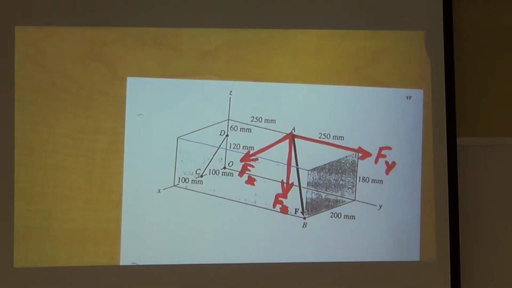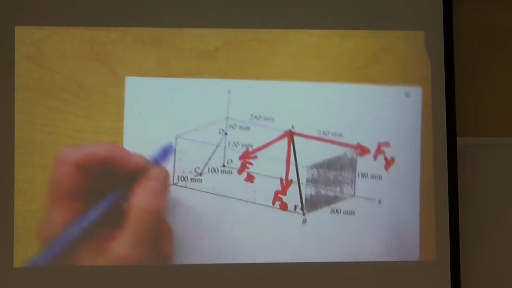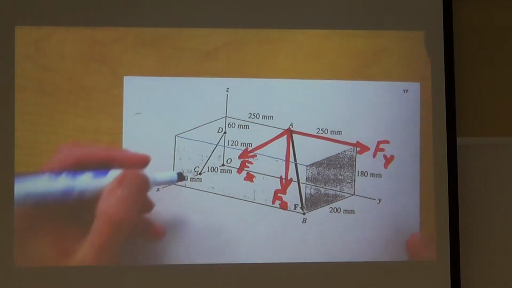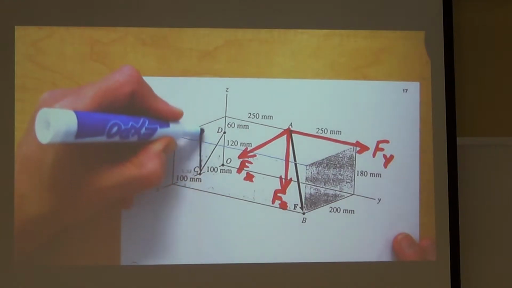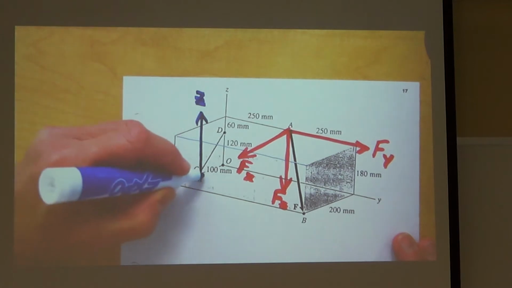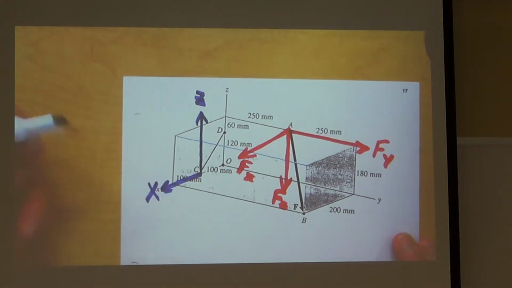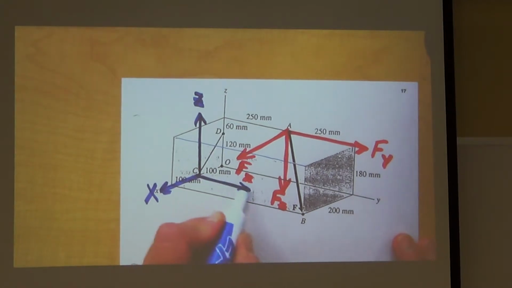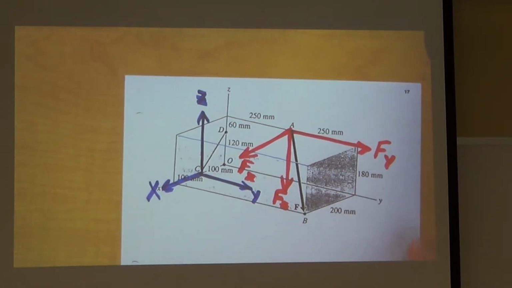And then, let's do this in blue. Now I want to use a marker, so it's thicker. So here, C, this is the Z axis through C. This is the X axis through C. And that's the Y axis through C. Okay, I think that's a better drawing, right?